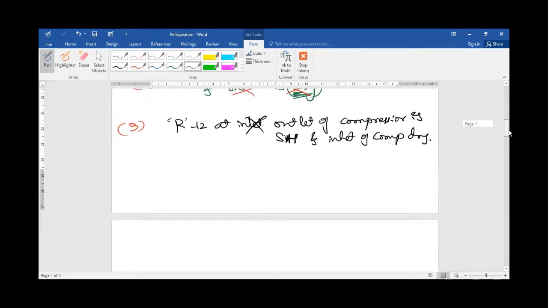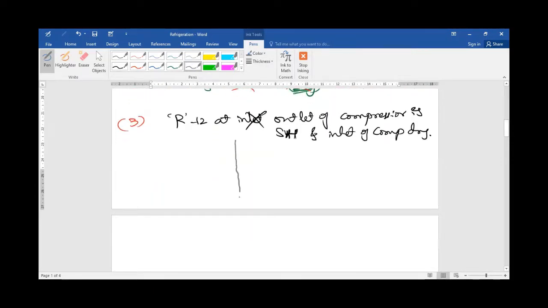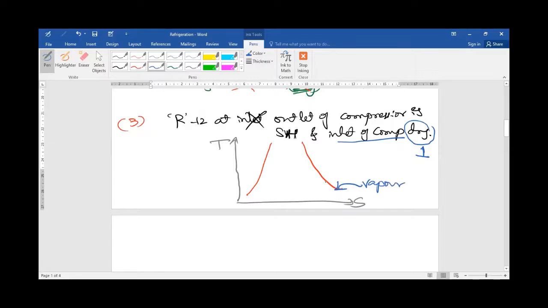Okay, you can try in your notebook how to draw the TS diagram for this. This is T, temperature, versus entropy. Now, this is the liquid line, this is the vapor line. At the inlet of the compressor, it is dry, so point number 1 should be on this dry line, that is the vapor line. So I have to locate point number 1 here.